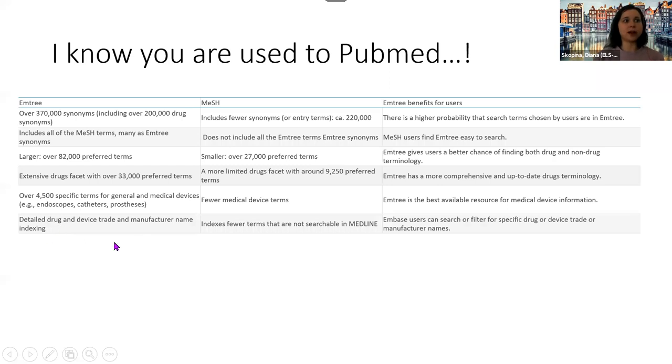You have detailed drug and device trade names. So all the searches, when you're searching in Embase, are going to be focused on the device trade name and the manufacturer, okay? It's all going to be indexed in there.